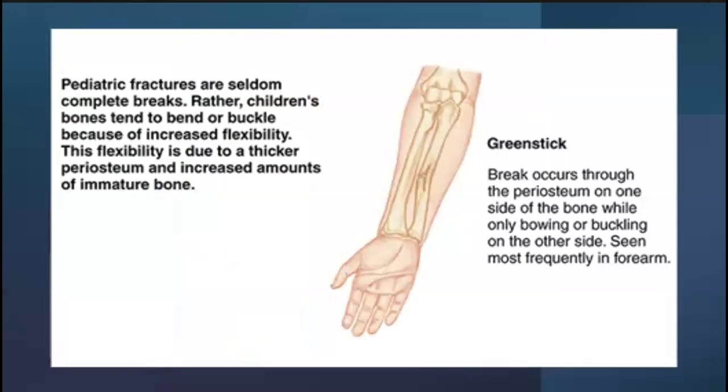I like to think of this like a stick off a tree. If it's a green stick, a fresh stick, we can kind of bend it and it might splinter a little bit, but it's not going to break all the way through, versus maybe an old dried out stick that we can just crack in half, right? So adult bones more commonly crack in half. Kiddo bones have increased flexibility due to that thicker periosteum, and therefore we don't have full complete breaks.